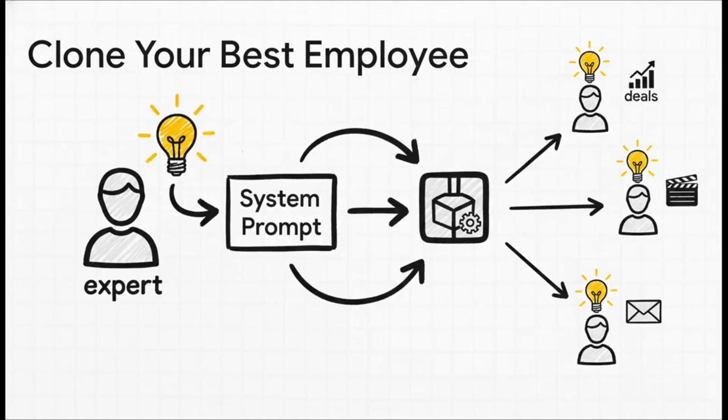And finally, Protocol 7, Custom GPTs. This is how you truly scale yourself. You take those perfect system prompts we built earlier, and you package them into these shareable little mini-apps. It's like cloning your best employee. You can build a GPT for analyzing deals, another for writing scripts, and then you just share the links with your team to make sure everyone is operating at the same high level automatically.